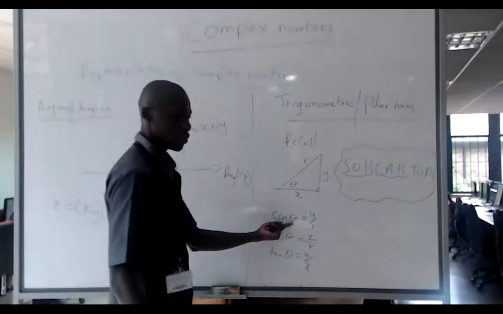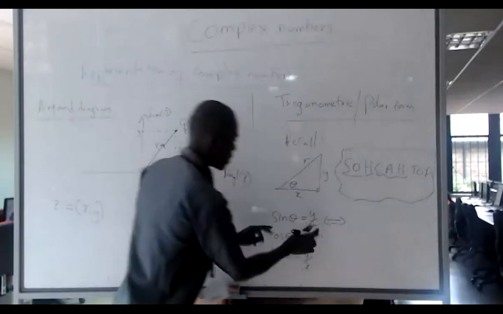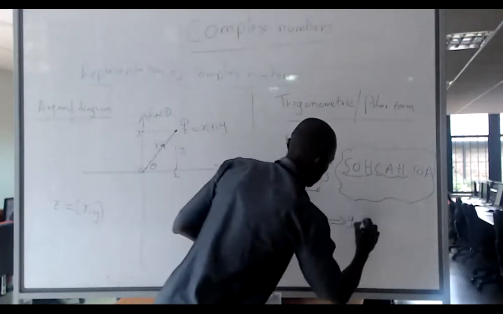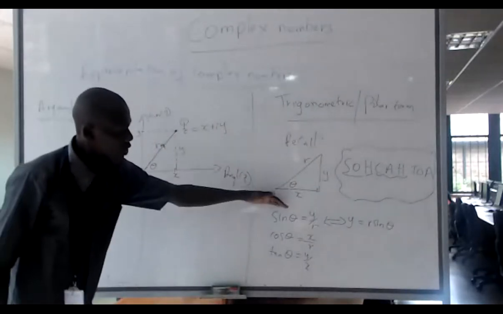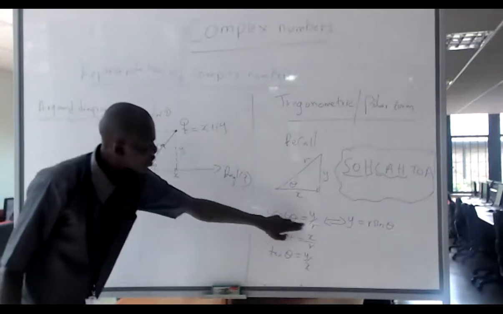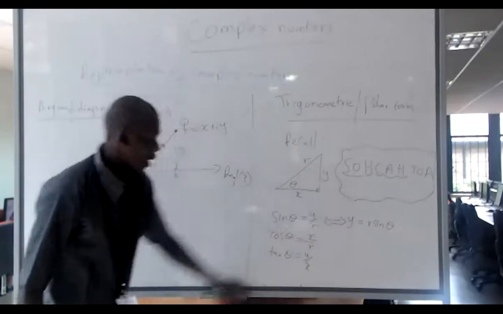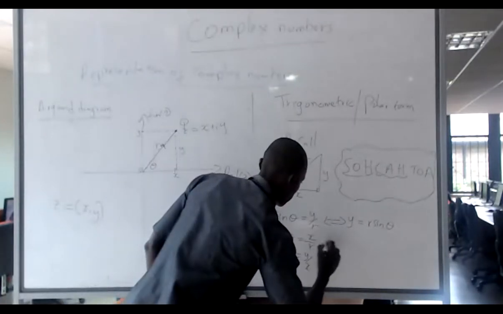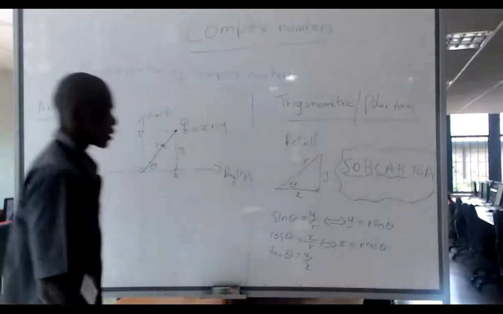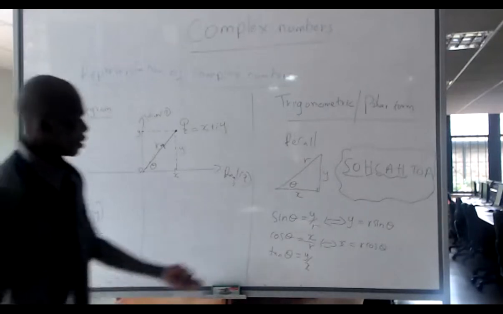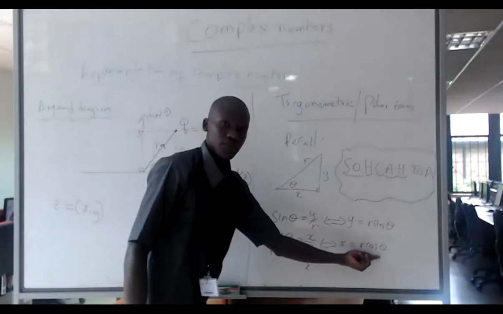From this first ratio, sine theta is y divided by r. This means if I multiply both sides by r, that y is r times sine of theta. From this first ratio, I've just multiplied both sides by r. So r times sine theta is r sine theta. y over r times r is simply y. Secondly, here we have that x is r times cosine of theta. From these two definitions, I know y is r sine theta, x is r cosine theta.